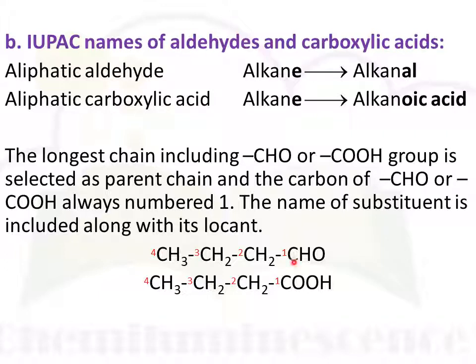So, for deriving the name of this compound, we have to replace the E of butane by Al. Hence, the name of this first compound is butanal. And the name of this compound is also derived from butane by replacing the E of butane by oic acid. Hence, the name of this compound is butanoic acid. In this way, we can derive the IUPAC name of aliphatic aldehyde and aliphatic carboxylic acid.